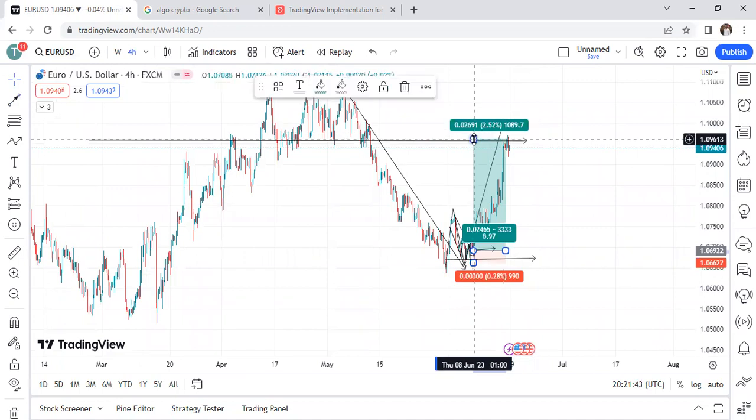So if you are expecting a trade to switch direction on a lower time frame, there will be a breakout and retest of structure. So with this, I hope you'll be able to do the same thing.